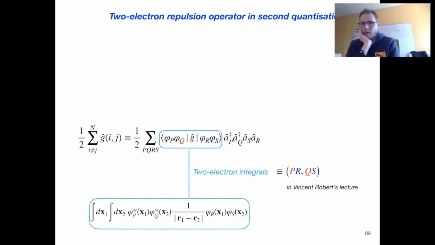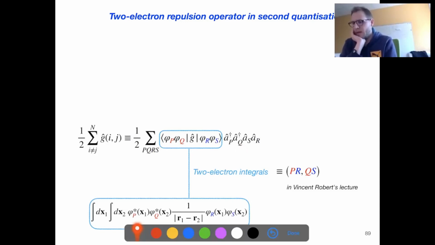Okay, another thing, of course, is that now you see in front of these 2 creation and 2 annihilation operators, you have what we call the 2 electron integrals, which are important. So you have the 1 electron integrals, you also have the 2 electron integrals. So these are exactly the 2 electron integrals that Vincent introduced last week. He used the chemist notation with the parentheses, and I'm using more the physicist notation here, but it's exactly the same thing.